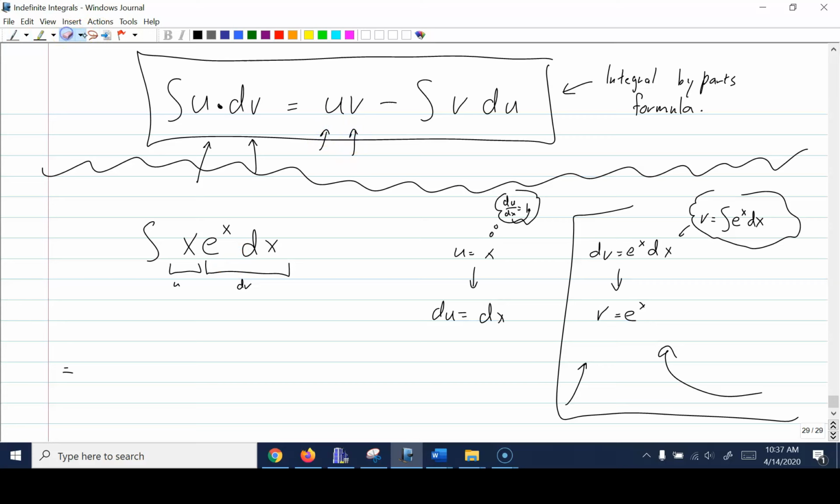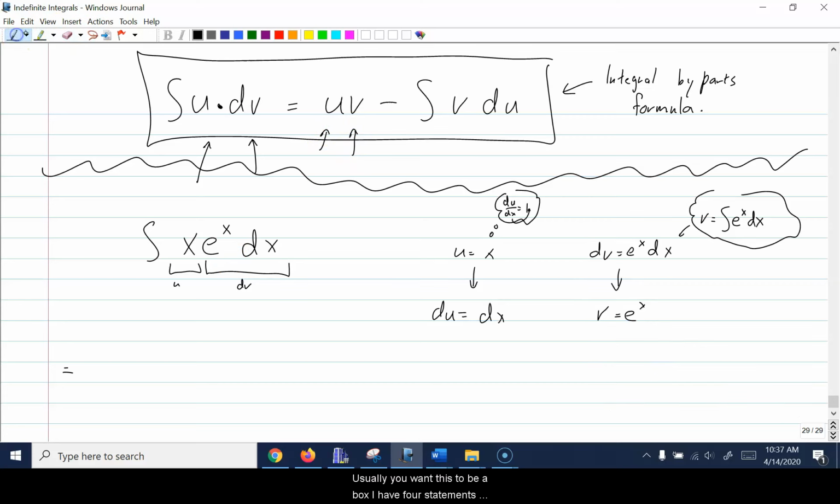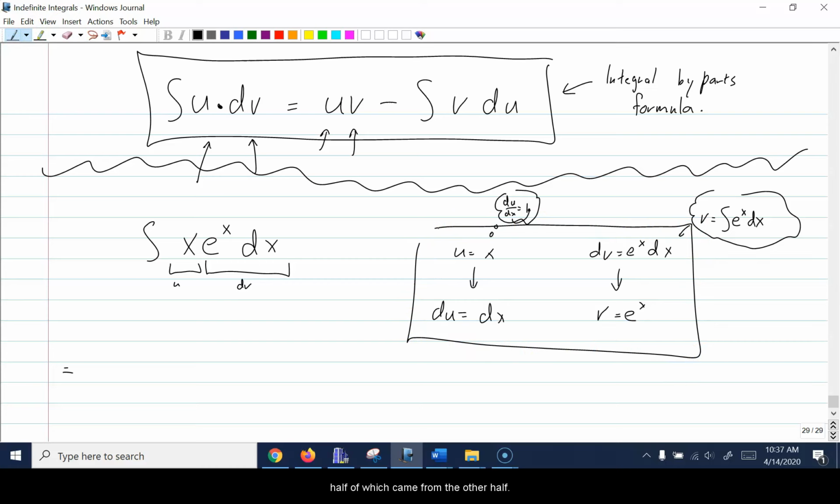What was u? Okay, so this got kind of organized. Usually you want this to be a box. I have 4 statements, half of which came from the other half. Like, this was one decision of what's u, and everything else here fell out of that immediately. u was x, v was e to the x, so the integral of u dv is uv minus the integral of v du. I don't need to write the left-hand side. That should be the original problem.